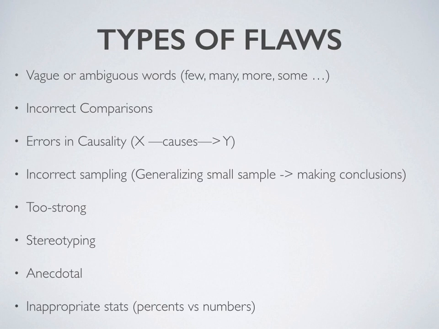Basically, what this says is the author assumes that X causes Y. This might not necessarily be the case. Y could be caused by an entirely different thing, or X could in fact be caused by Y. Sometimes the author completely reverses the causality.